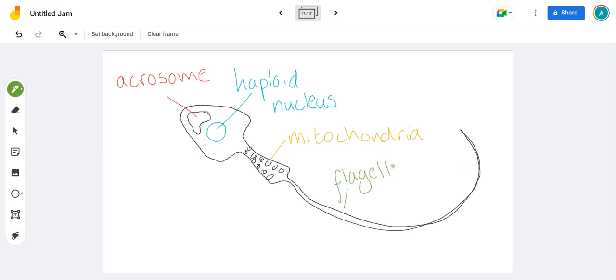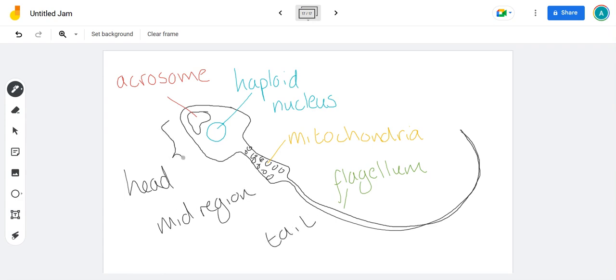Now, if you wanted to label 3 generic sections, we would call this the head. We'd call this the mid region for middle. And this you could call the tail. So you could split it into those 3 sections like that: head, mid region, and tail.